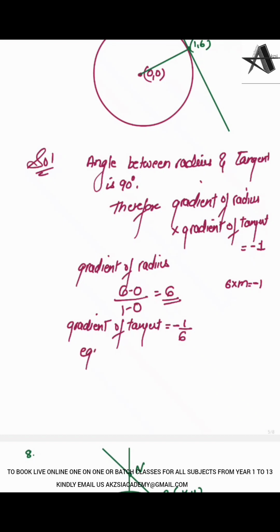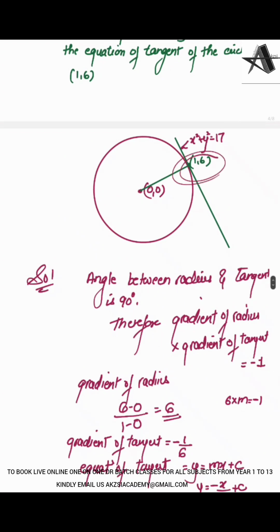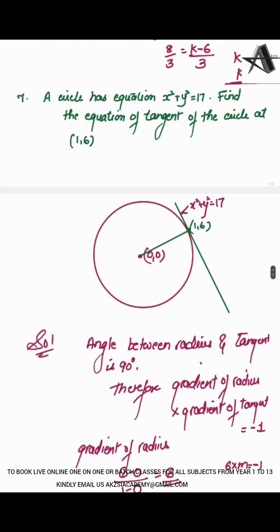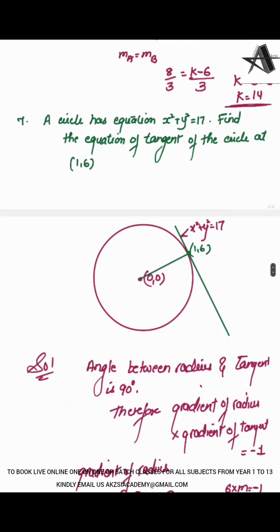So equation of tangent is what? y is equal to mx plus c. m we have already calculated, which is -1 over 6, plus c. And this tangent is passing through 1, 6. Let me clarify this question once again. It's simple. There is a circle and there is a point, and at that point on a circle there is a tangent. So 1, 6 is a point lying on the circle, and there is a tangent at this point.